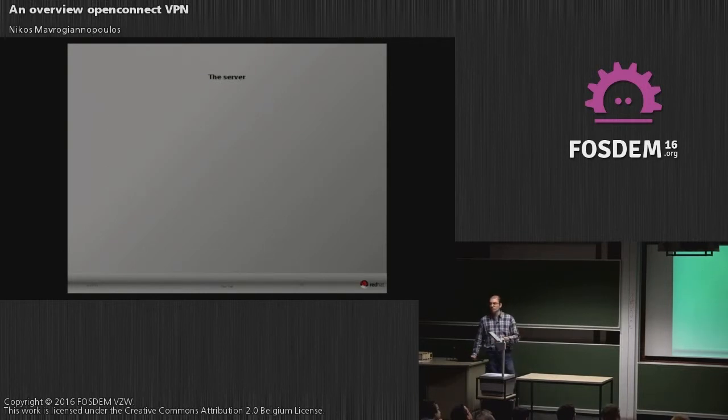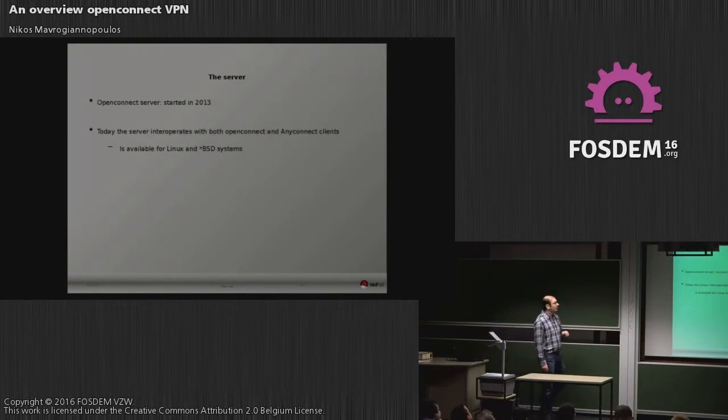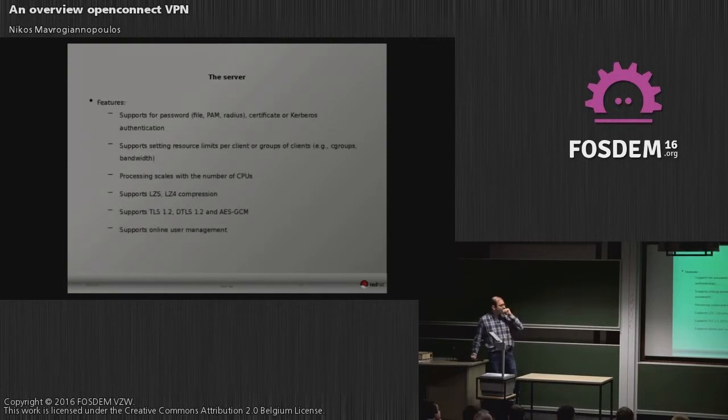So I'm going to talk about the server more now. The project started in 2013. Today we interoperate with both OpenConnect and AnyConnect clients. It's developed primarily on Linux, and it was ported later to BSD systems by other people. And okay, since I'm the main author of the server, I would like to sell it to you more, so I will just describe some features we have for the server.